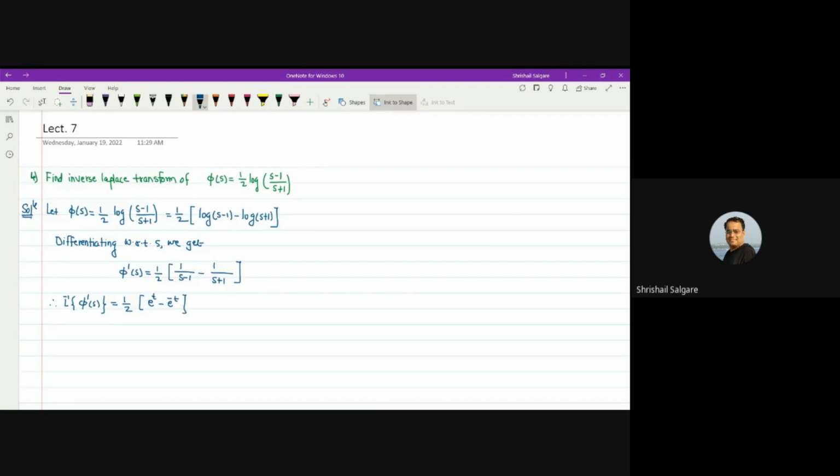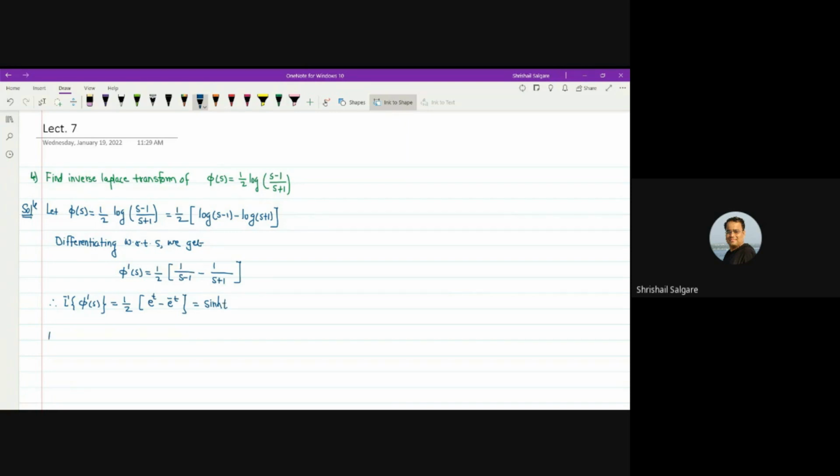Can you recall any definition of how it can be written as e raised to t minus e raised to minus t divided by 2? It defines some hyperbolic function, cos hyperbolic or sine. Sine hyperbolic. It is sine hyperbolic. So it can be written as hyperbolic sine of t. Okay.